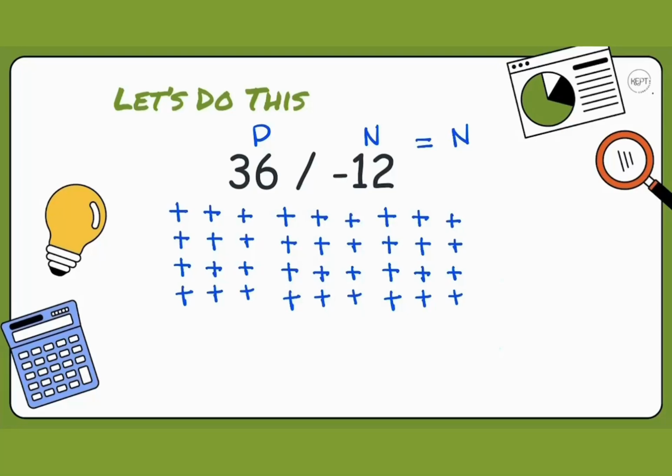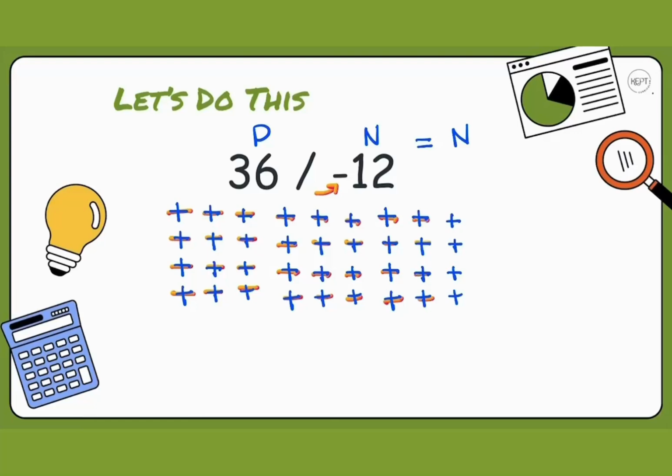Okay, so now I have 36 positive pieces, but I see here that my divisor is a negative, and that's telling me to change all of these to opposites. So instead of having 36 positive pieces, that means I need to change all of these to a negative. All of these should be negative. They are no longer positive because we are switching them to their opposites.